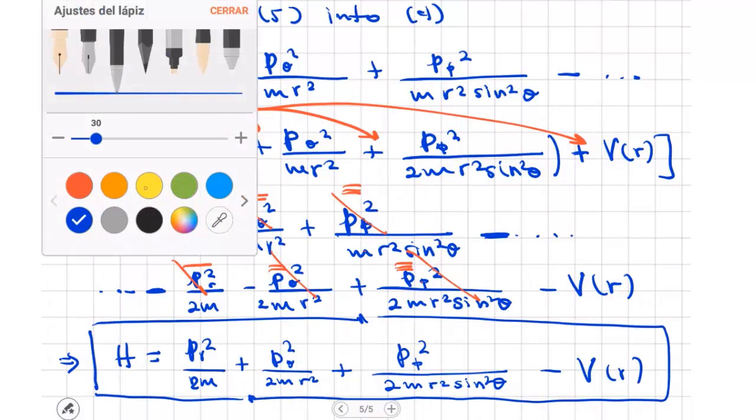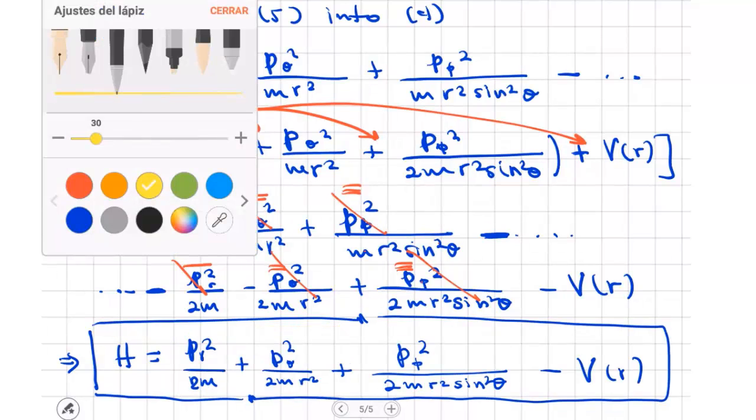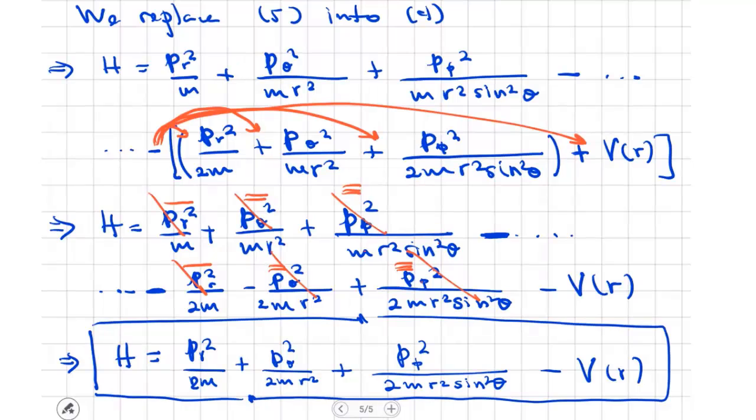And remember, the Hamiltonian is a function of what? If you remember, the Hamiltonian is written in terms of the momenta and the generalized coordinates. Okay guys, so this is the result of the problem. Hopefully it helps you to understand Hamiltonians and Hamiltonian physics. Okay, see you in the next video solving the next part of the problem.